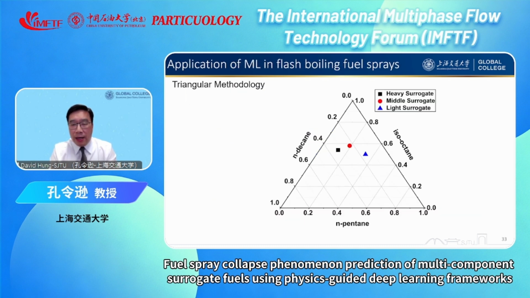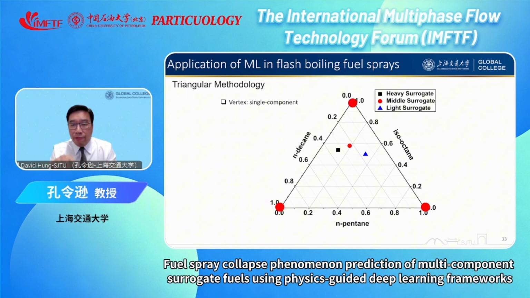So with that, we look into a triangular methodology. This is a triangular map that shows different components of decane, octane, and pentane. You can see that the 3 proportions that we study are all within this domain. Great. Now we have these 3 surrogates. If you are able to do imaging work, you can start doing it right now.